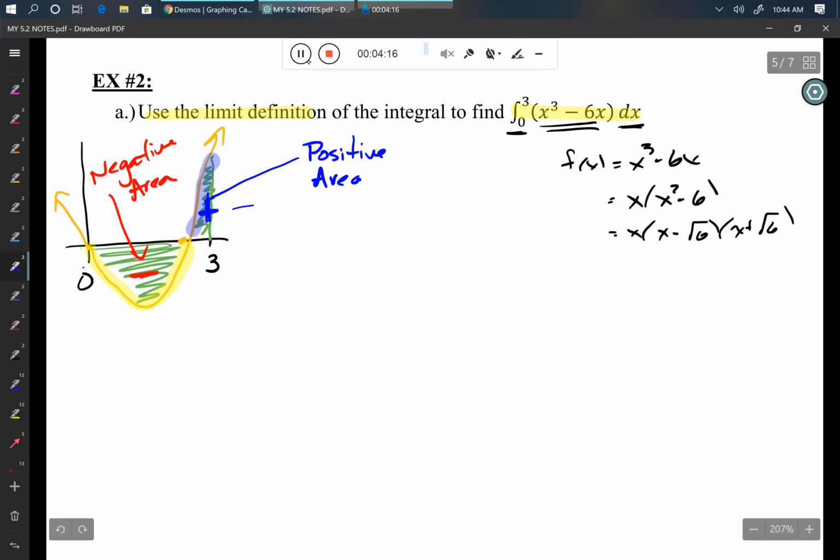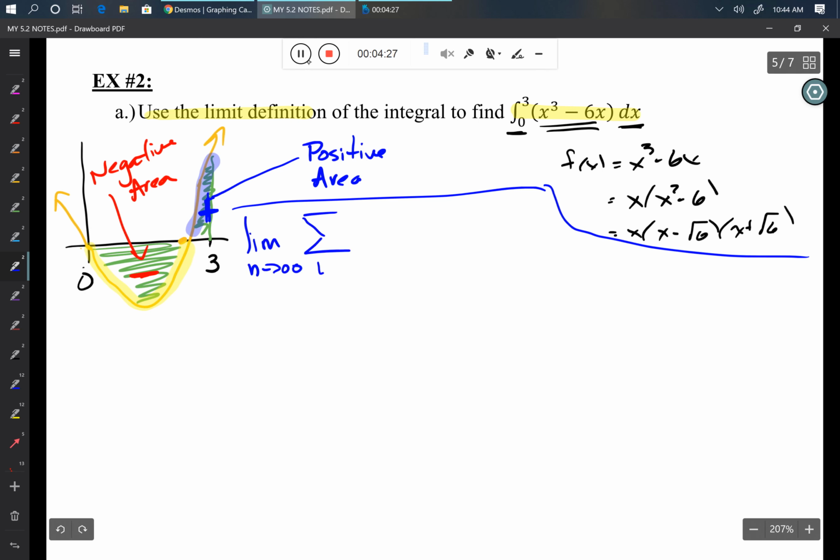All right, but enough of the setup for this problem. Let's get started. Here's what I remember from yesterday. We are going to take the limit as n approaches infinity of the summation as i goes from 1 to n of f of x sub i star delta x, and this expression right here, this limit, is going to give me the value of that integral.